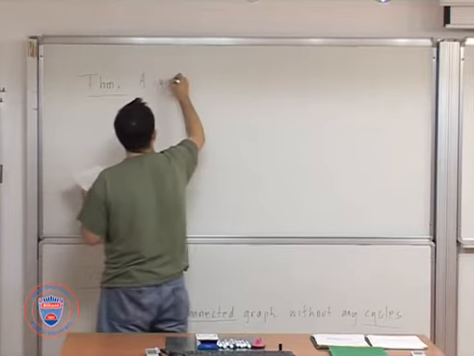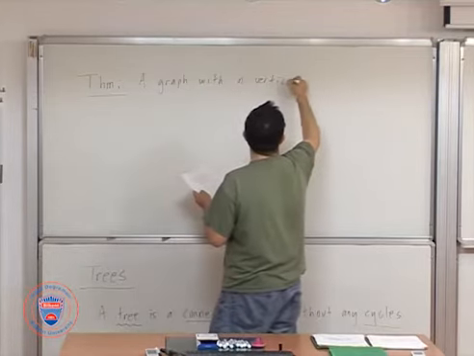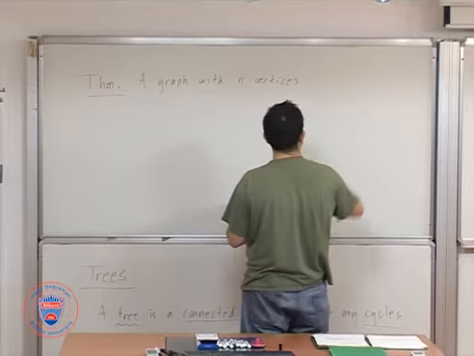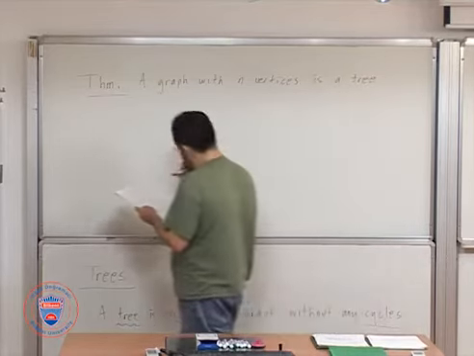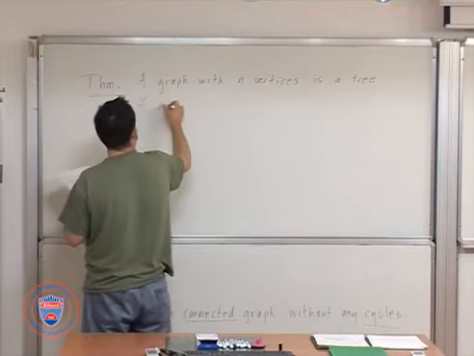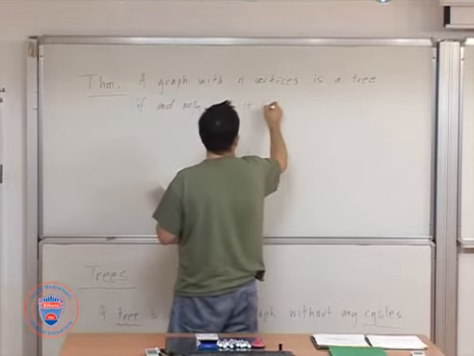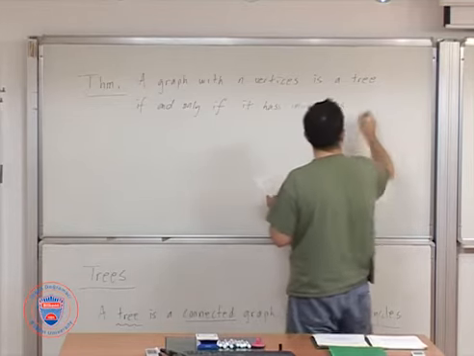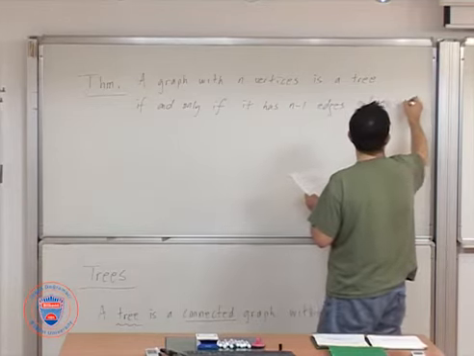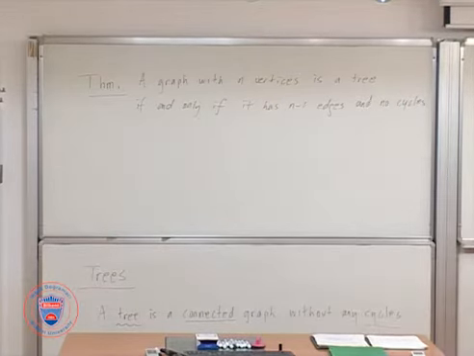A graph with n vertices is a tree if and only if it has n minus 1 edges and no cycles. We will also claim the converse is somehow true. So a tree has no cycles, which makes sense. But the statement also says that they will always have n minus 1 edges.